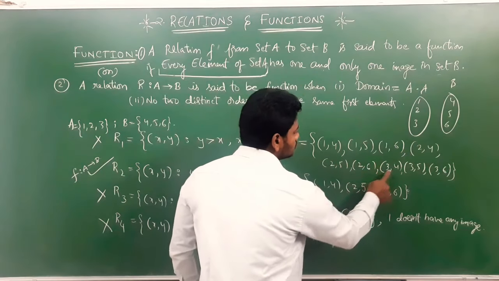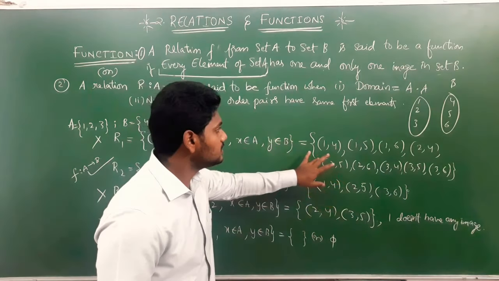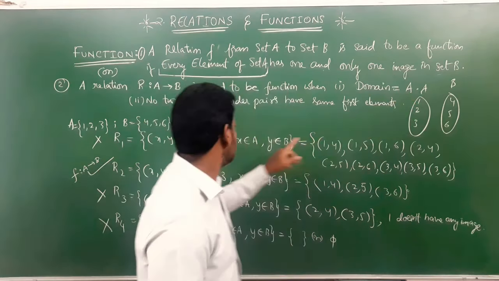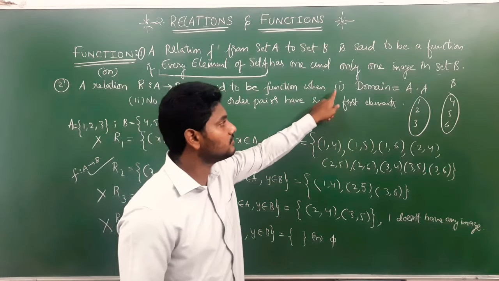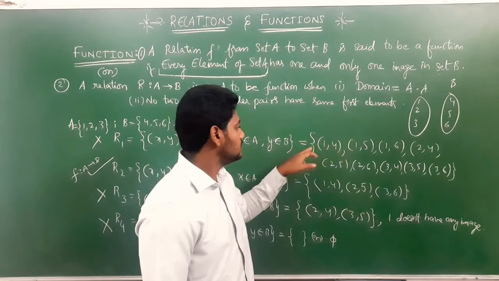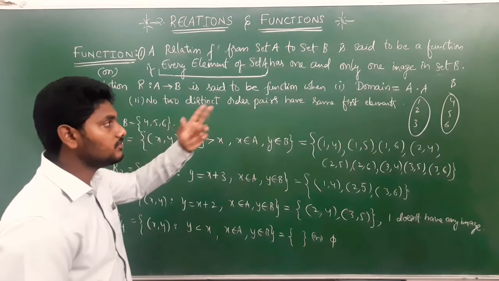1, 2, 3. Right? Domain is 1, 2, 3. Is the domain equal to set A, 1, 2, 3? Right. So it is satisfying the first condition. That means is it a function? No. It should satisfy both conditions.